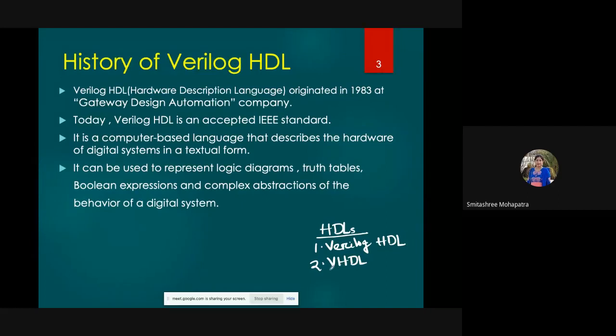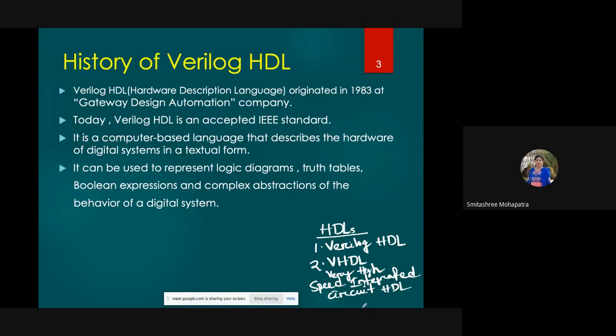Verilog HDL is a hardware description language. And what is the full form of VHDL? This is called Very High Speed Integrated Circuit, and then HDL, meaning hardware description language.